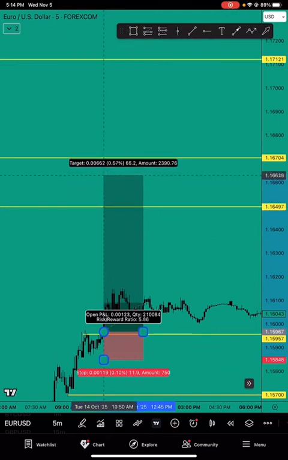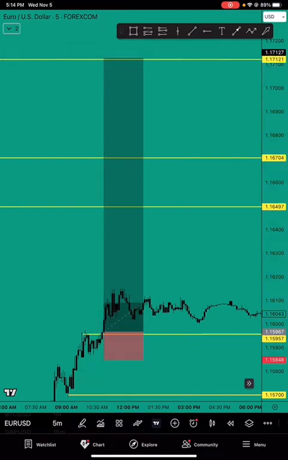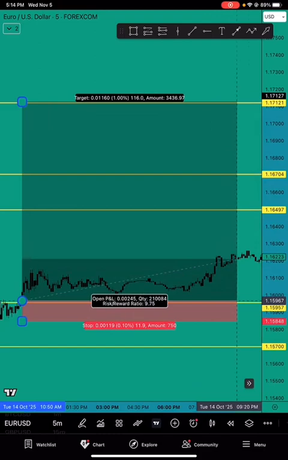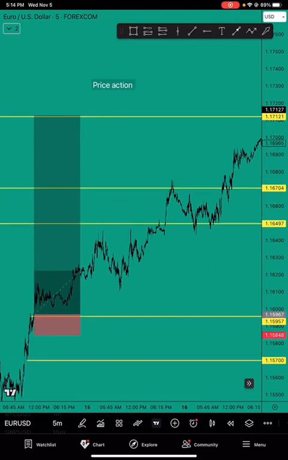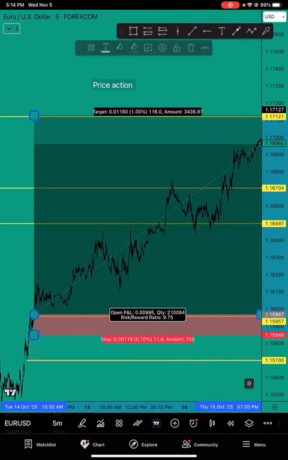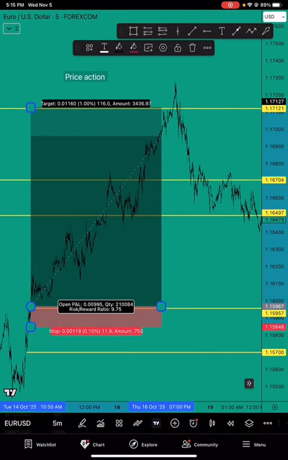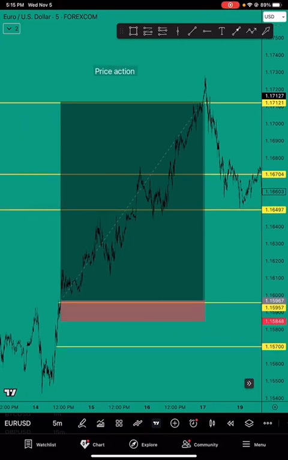A 1 to 4, a 1 to 6, and then a 1 to 9. Imagine sitting, risking $100 and making how much? $1,000 off of one trade, or you risk $1,000 and you make $10,000. This is how swing traders make their money off price action.